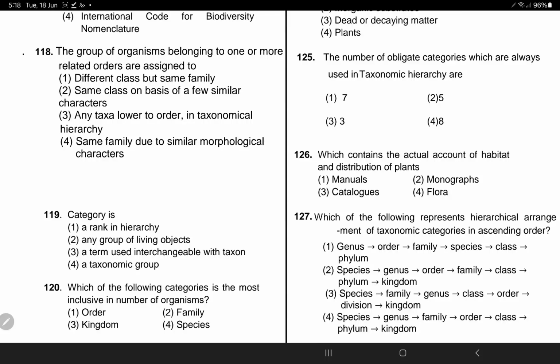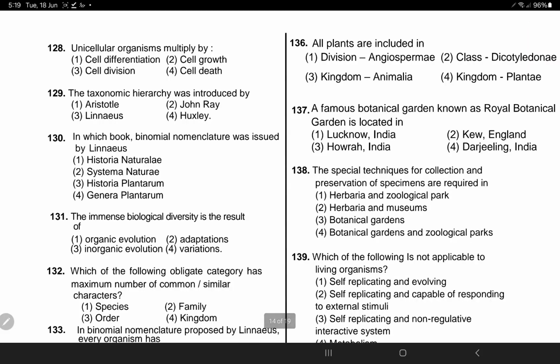Which of the following represents the hierarchical arrangement of taxonomic categories in an ascending order? So the correct answer is species, genus, family, order, class, phylum, kingdom. Option 4 is correct. This is in increasing order. Next, unicellular organisms multiply by cell division. Option 3 is correct.